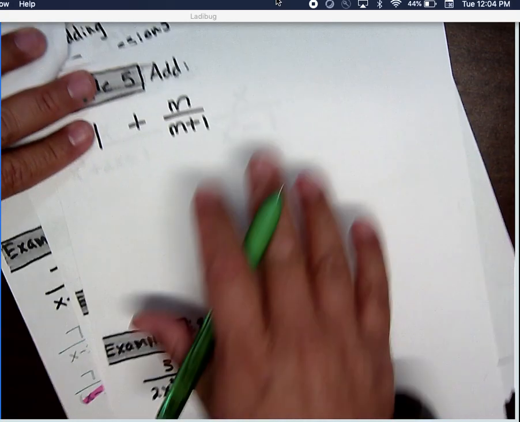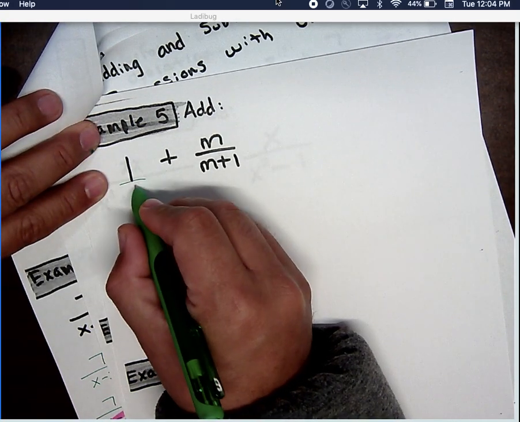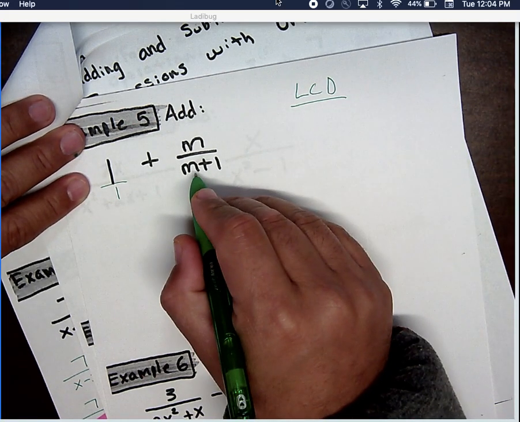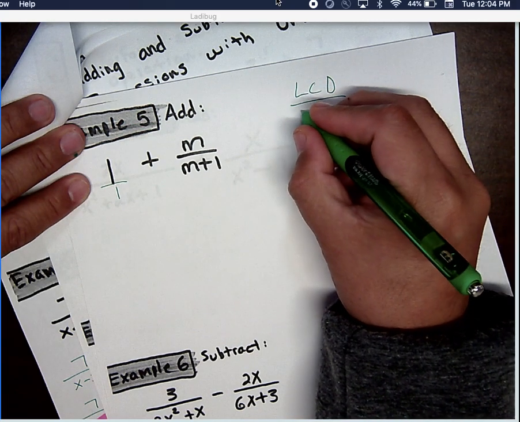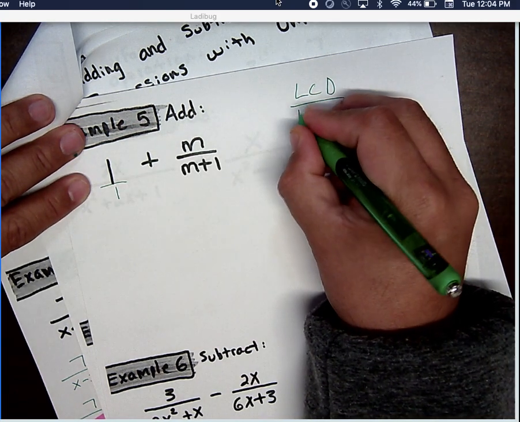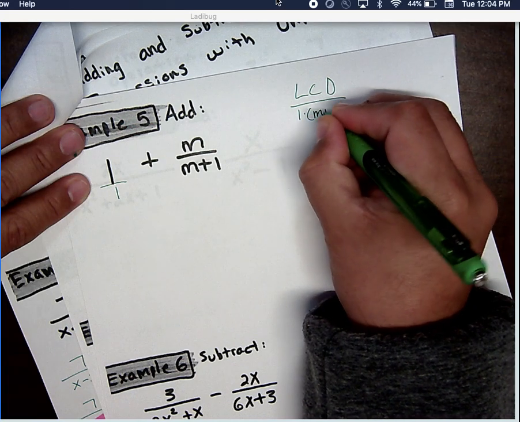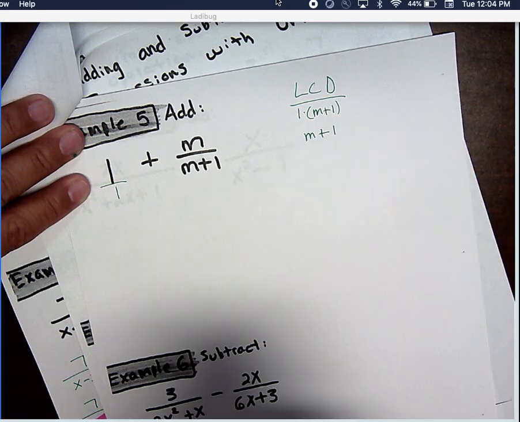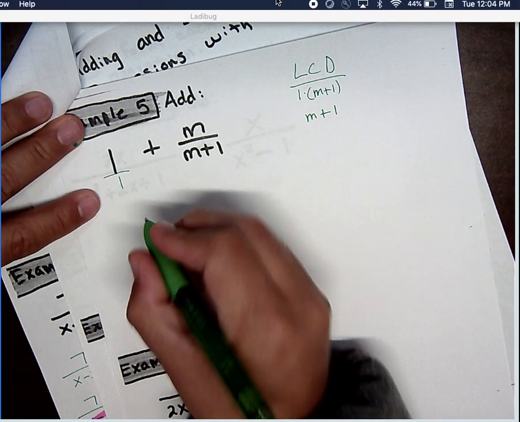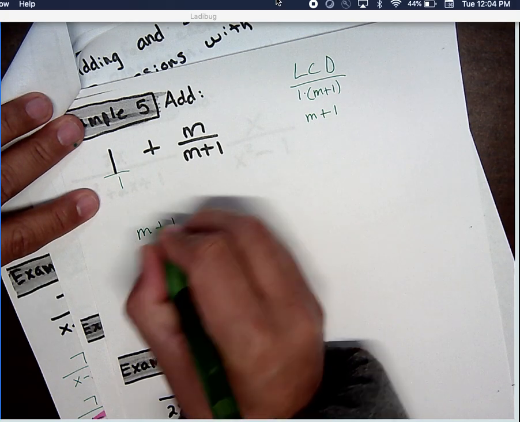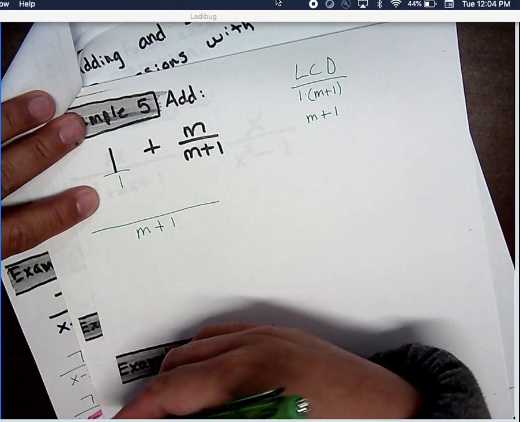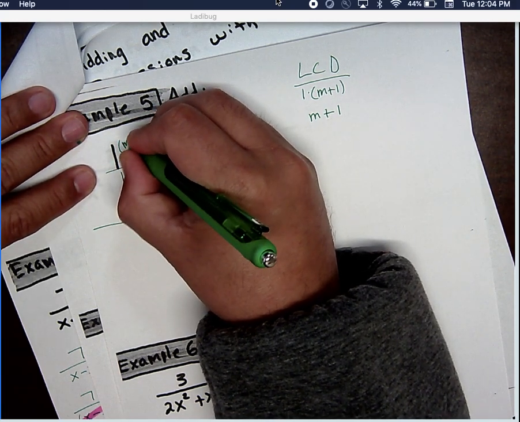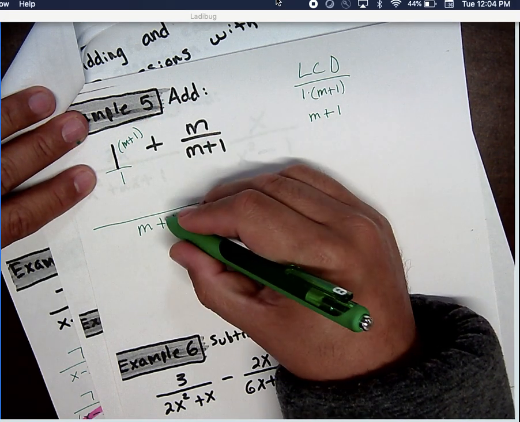Okay, for this one, let's write a 1 underneath. And let's find the LCD. If you notice, nothing repeats in the denominator, so you're going to have to write everything. So 1 times m plus 1. But the 1 doesn't really affect anything, so the LCD would be m times m plus 1. Now let's rewrite the LCD at the bottom for the denominator, and let's see what's missing. That one has a 1, so it's missing the whole m plus 1. So we're going to multiply by this m plus 1, the whole thing, and this one has the m plus 1, so that one stays.